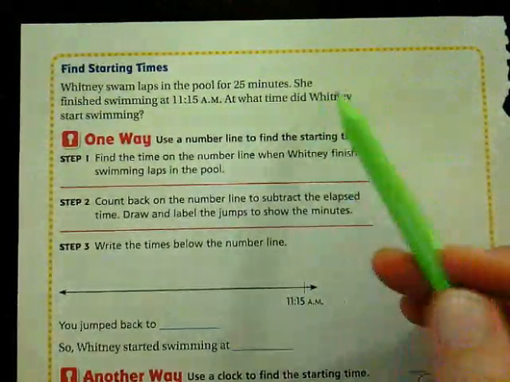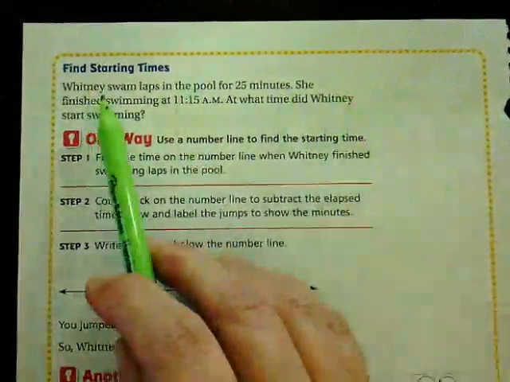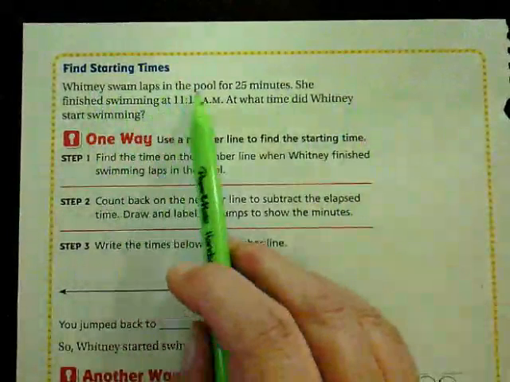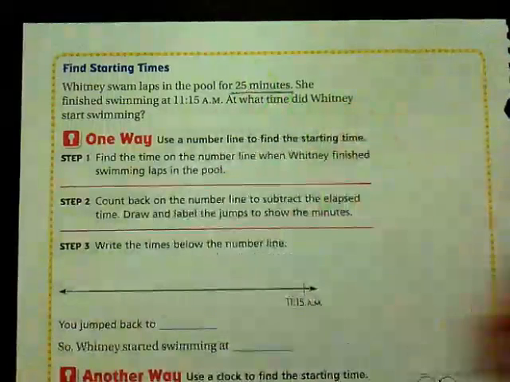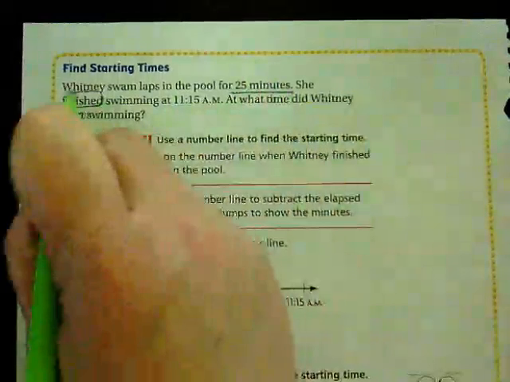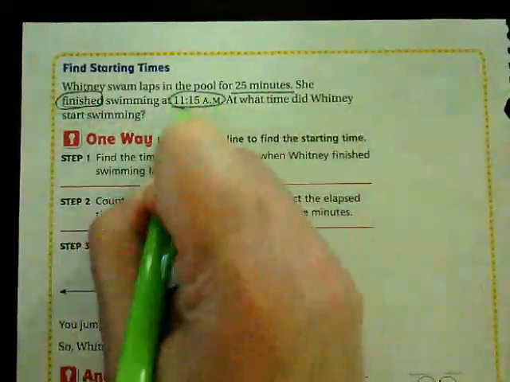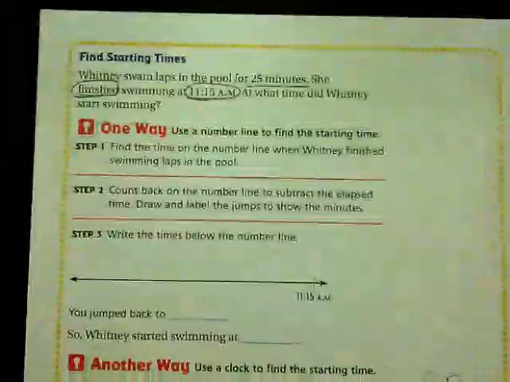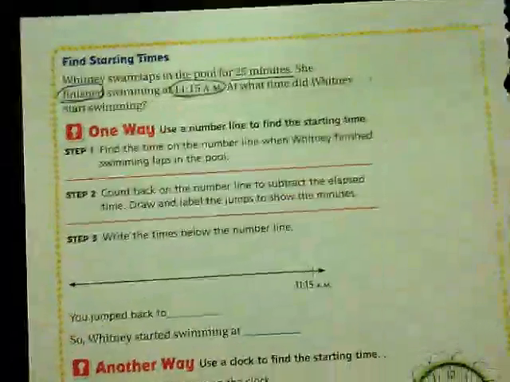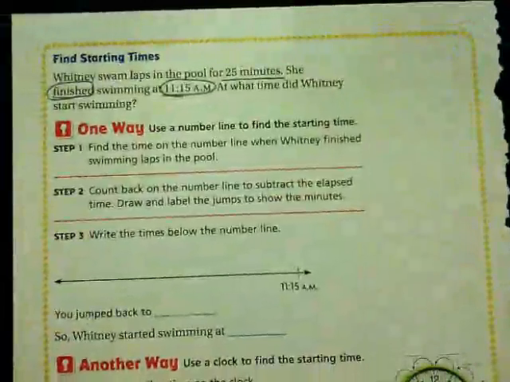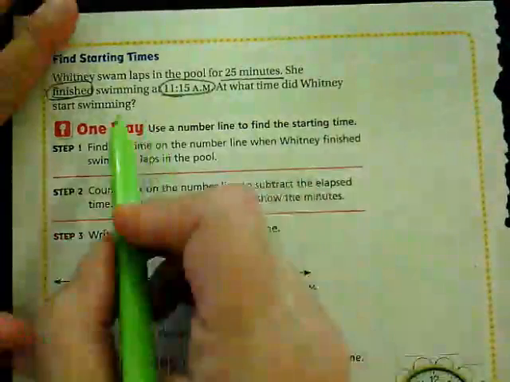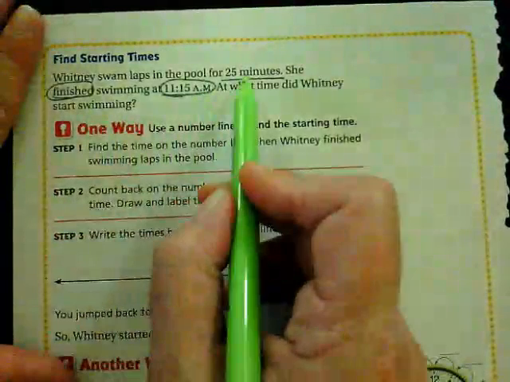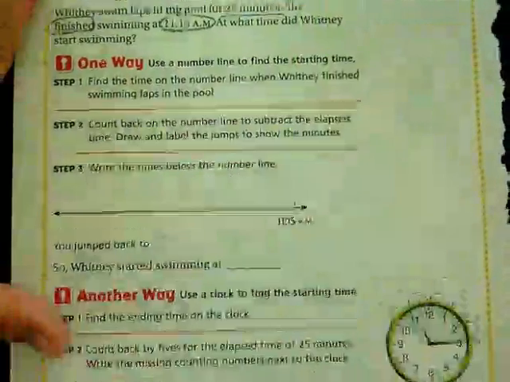First, we're going to start by unlocking this problem. It says Whitney swam laps in the pool for 25 minutes. She finished swimming at 11:15 a.m. At what time did Whitney start swimming? Okay, so instead of giving us the start time, they've given us the end time. She finished at 11:15, and we know she swam for 25 minutes.